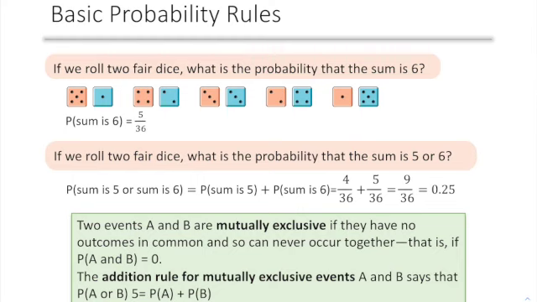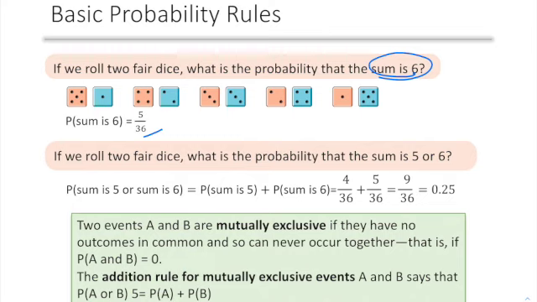So if we roll 2 fair dice, what is the probability that the sum is 6? Again, like we did before, you're looking for all the outcomes where the sum is a 6: 5 and 1, 4 and 2, 3 and 3, and the reverse of the first 2. So there's a total of 5 outcomes out of the 36.